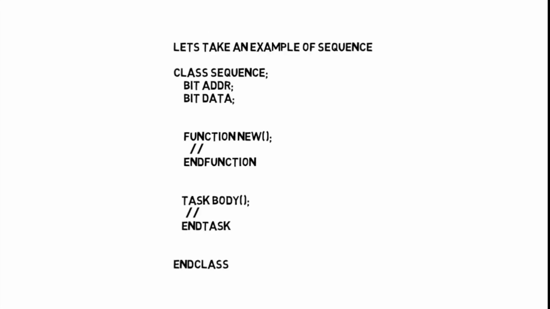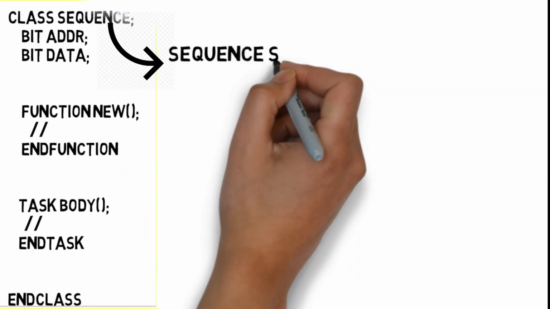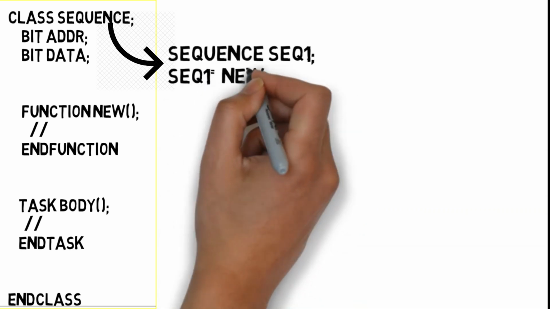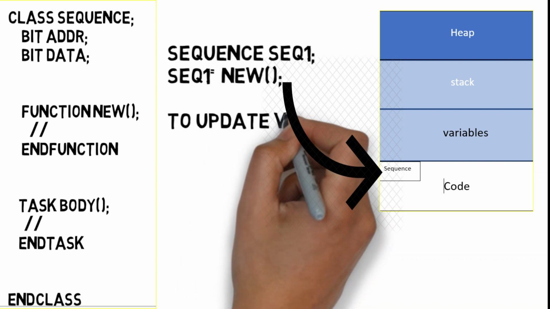So we wrote a class for sequence. Let's see how to give a handle for it. Sequence 1. This is how we give a handle for a sequence class. Sequence 1 is equals to new. This is where we allocate a memory for it.